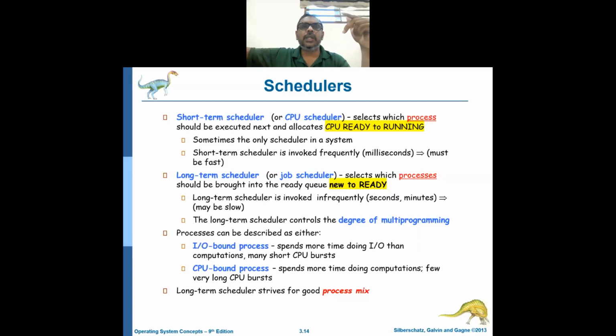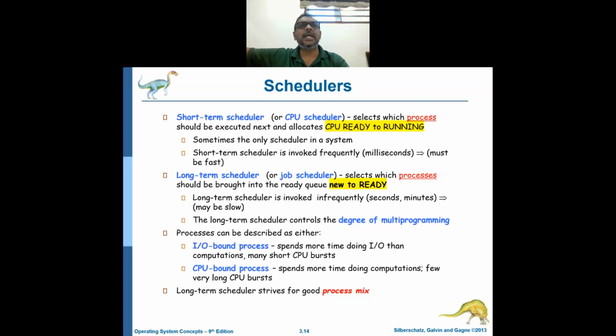A long-term scheduler, on the other hand, chooses a process from new to ready. So when you click a program, the long-term scheduler will get the particular file from the hard disk and bring it inside the ready queue, which is the memory.